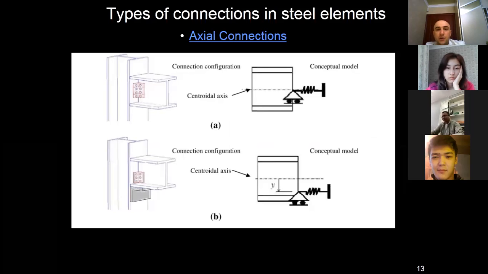So connection types and location of axial restraint in steel beams. In the picture you see the single plate shear connection and the welded angle seat connection.